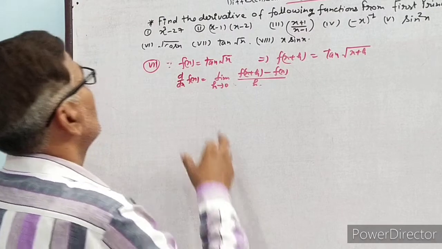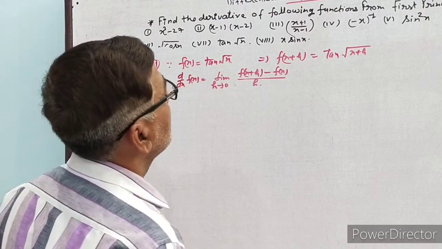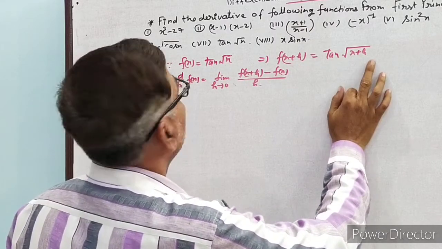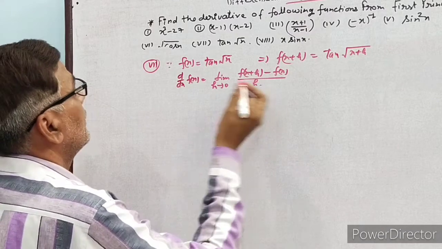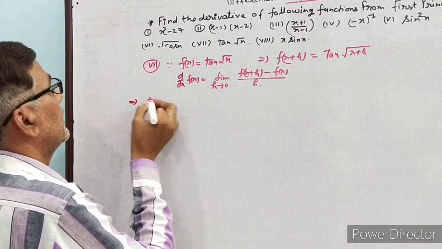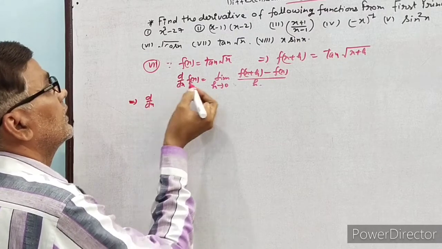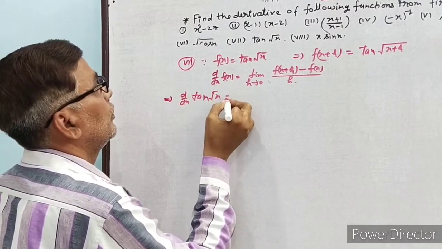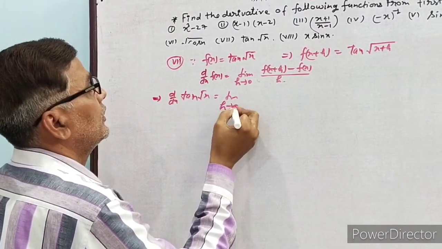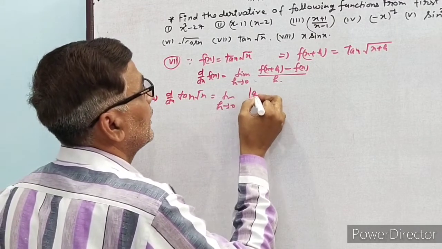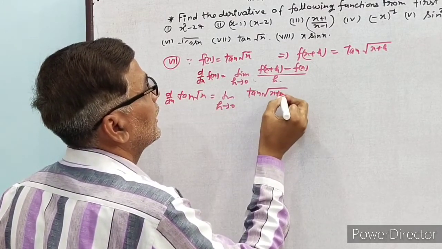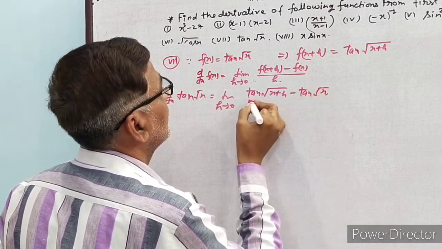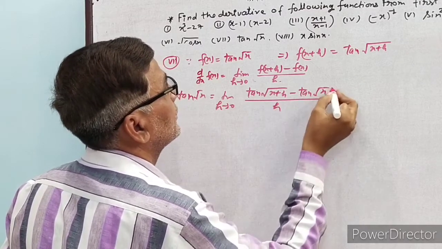Next question is f(x) is equal to tan root x, and on replacing x by x plus h, we have f(x plus h) is equal to tan root (x plus h). Now replace these values in the relation. For the first principle, we have derivative of tan under root x is equal to limit h approaches to 0 of tan under root (x plus h) minus tan under root x upon h.